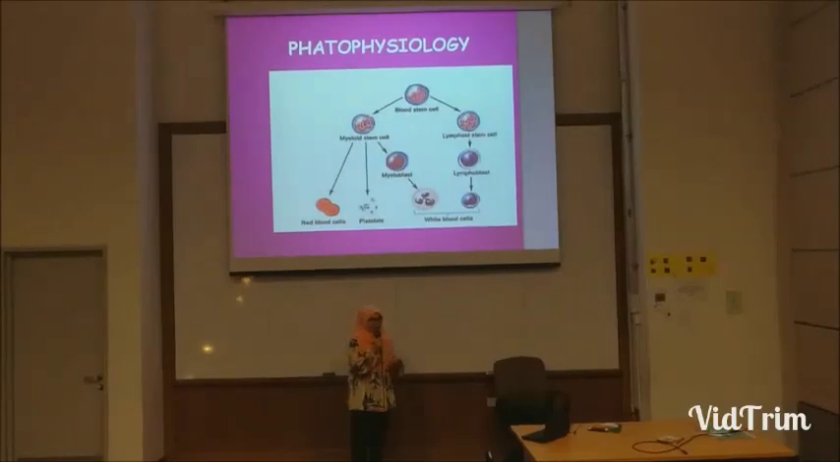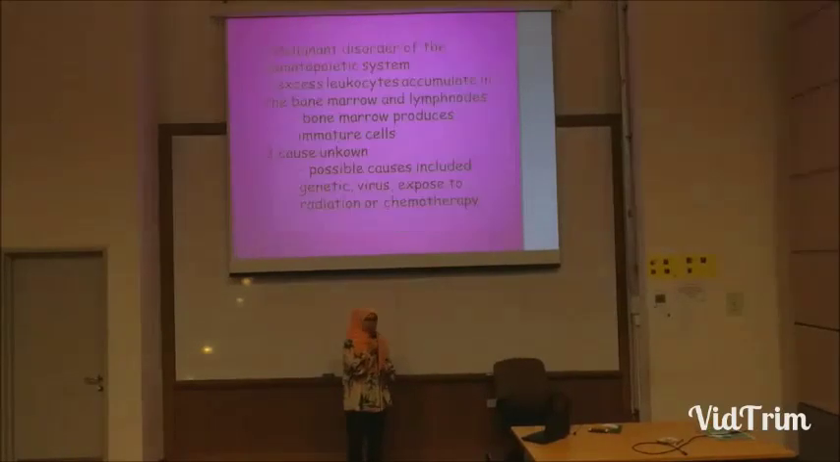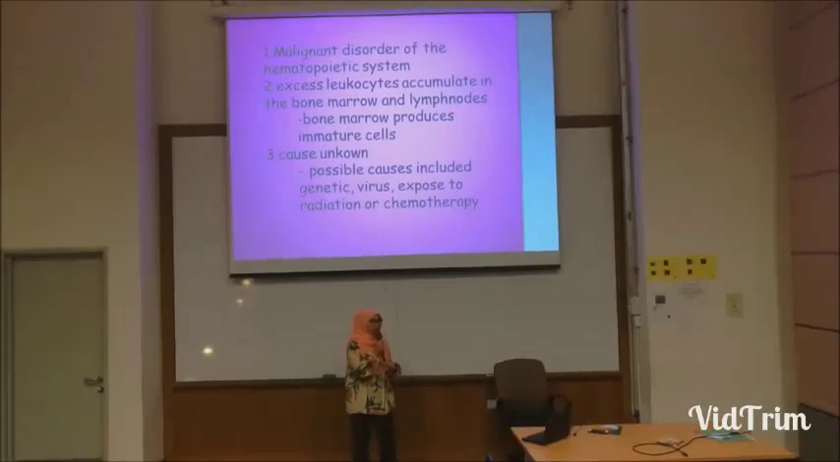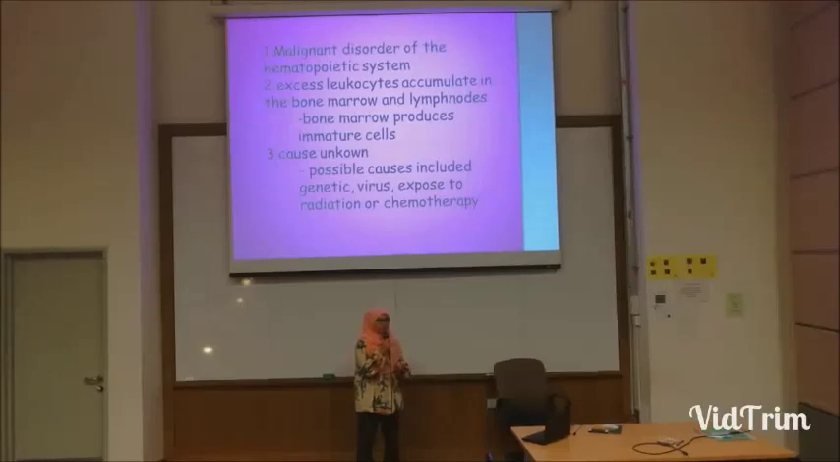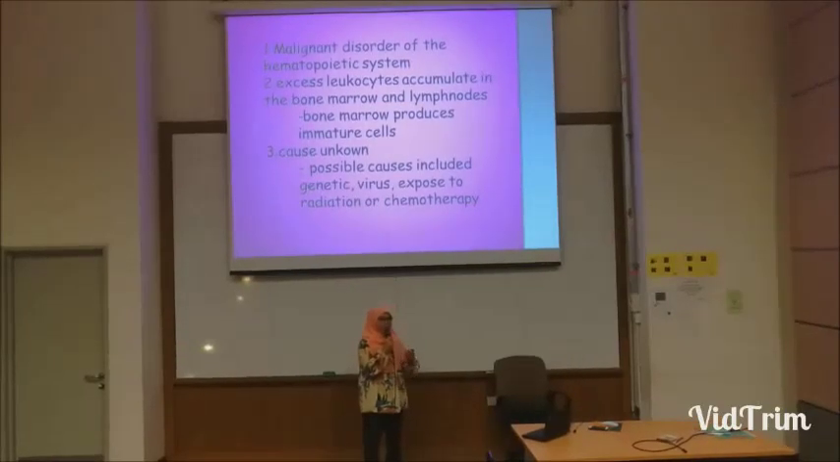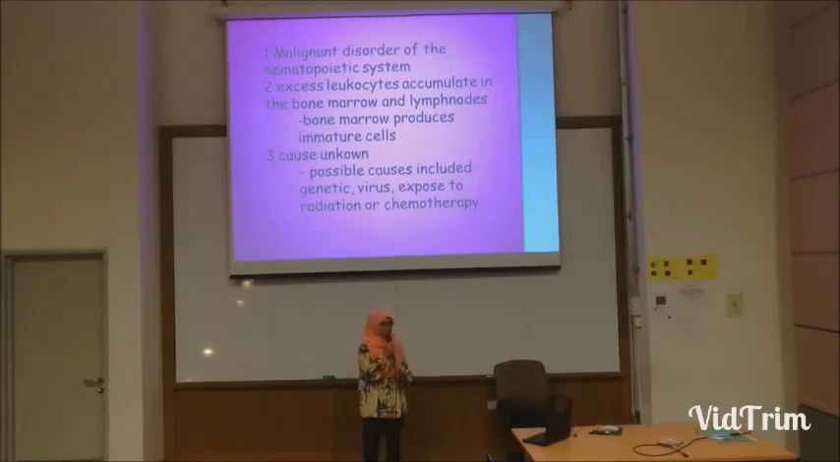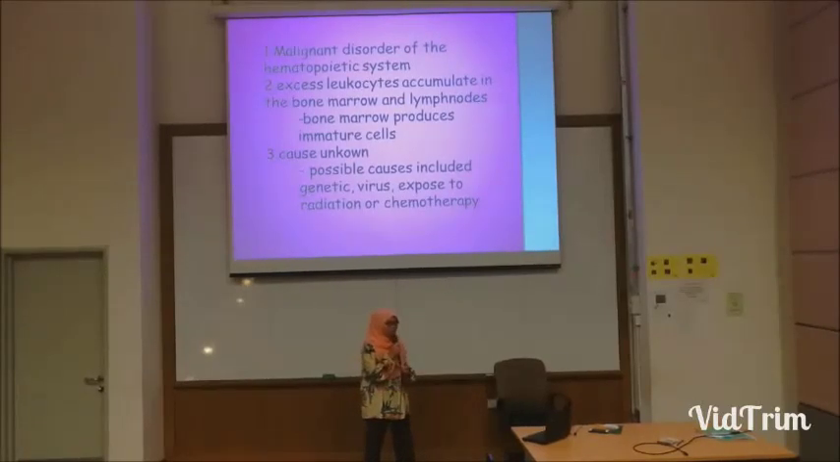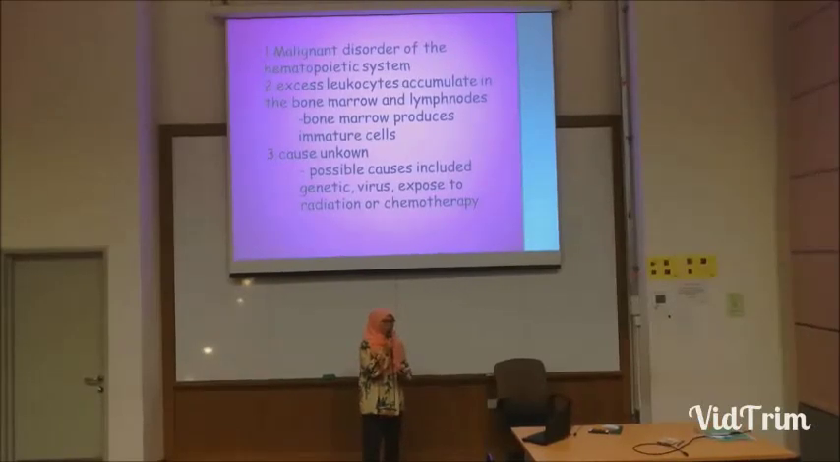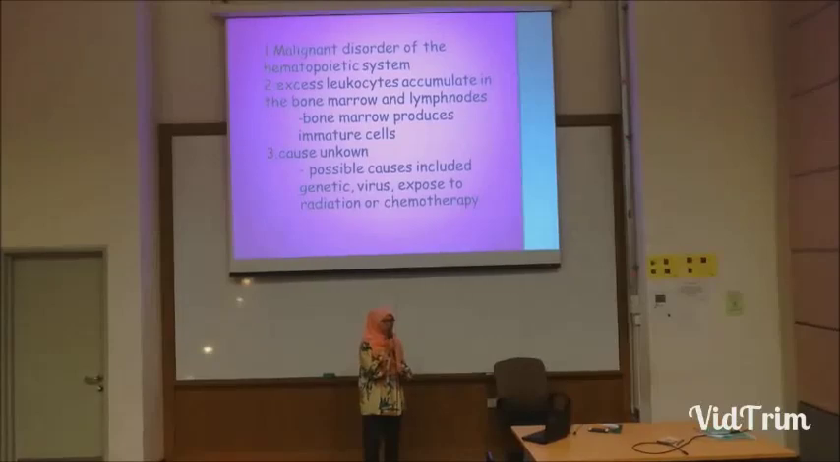Classification and type, we must know the pathophysiology of leukemia. First, malignant disorder of the hematopoietic system. Second, excess leukocytes accumulate in the bone marrow and lymphoid. The bone marrow produces immature cells, which means they produce a lot of myeloid and leukocytes and don't have enough space to make the bone marrow produce the mature cells. Third, cause unknown. Possible causes include genetic, virus, exposure to radiation, and chemotherapy.